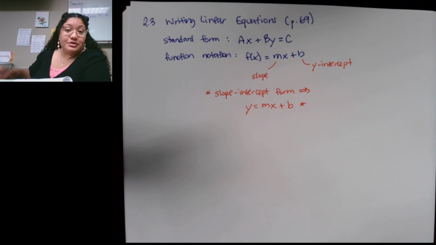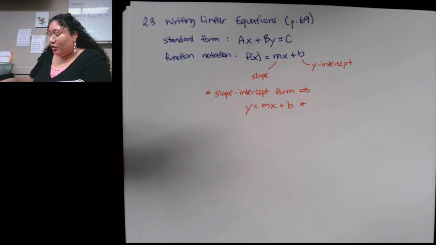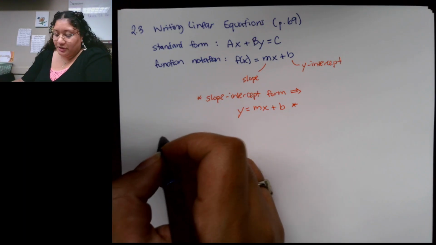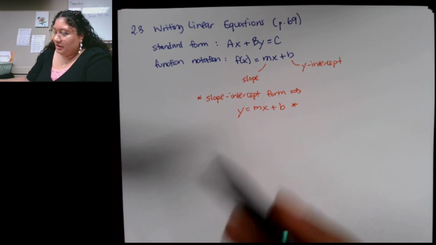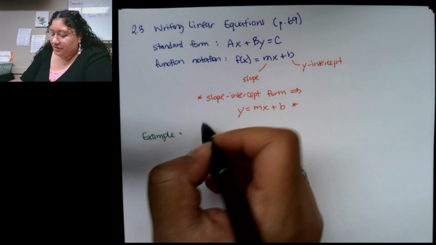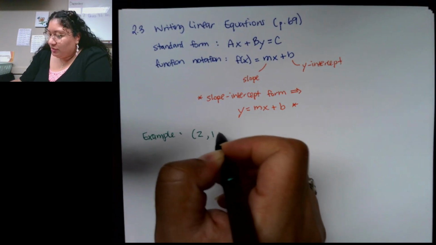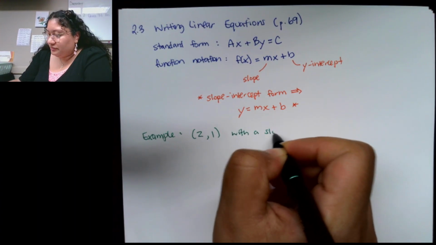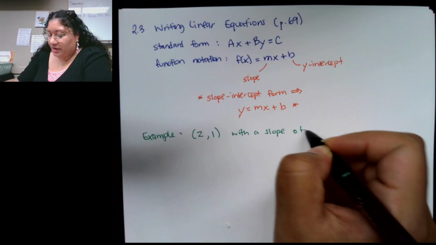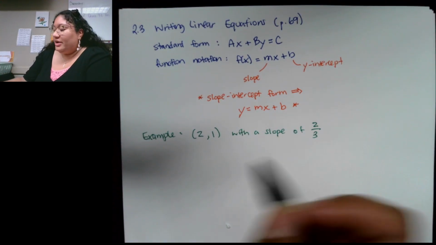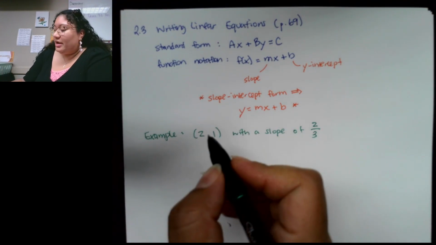Utilizing our slope-intercept form, we can also solve when we only have a point and the slope. So let's do an example problem. If we have the point 2, 1 with a slope of 2 over 3, how do we get our equation if we do not have the y-intercept?